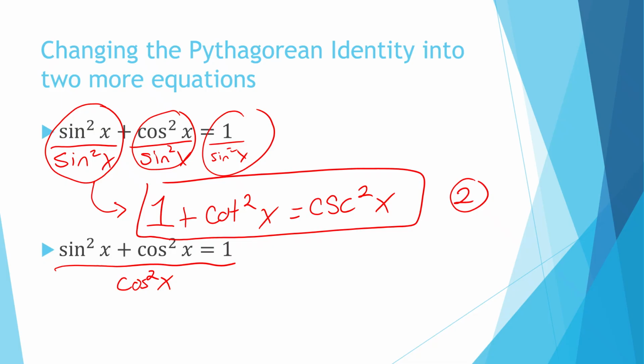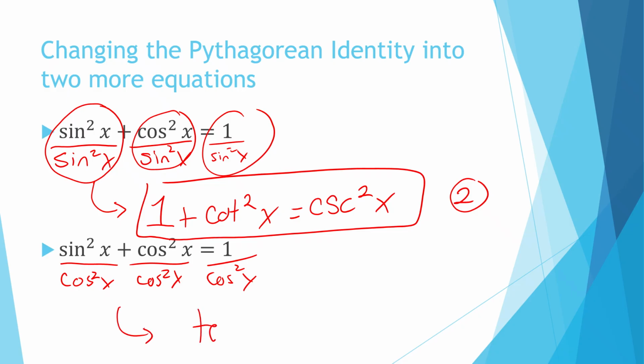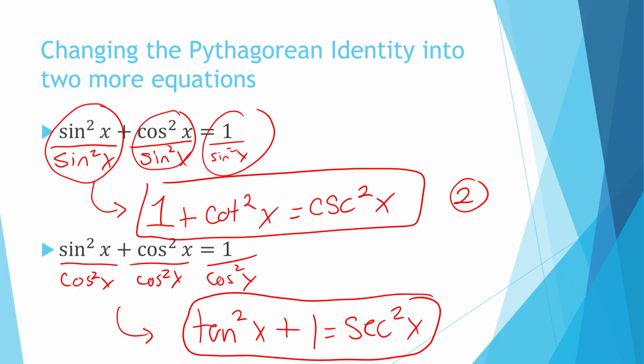Now, taking the second equation and dividing everything by cosine squared, we're going to get sine squared x over cosine squared x, this over cosine squared x, and then 1 over cosine squared x. Sine over cosine is tangent squared x, cosine over cosine is 1, and then 1 over cosine squared is secant squared x. This is equation number 3. And so these two you basically get for free. Just remember to divide by sine squared and then divide by cosine squared.